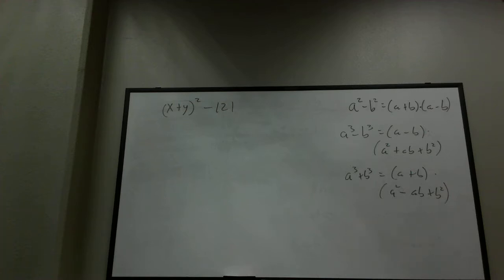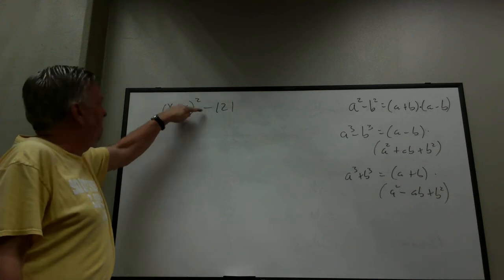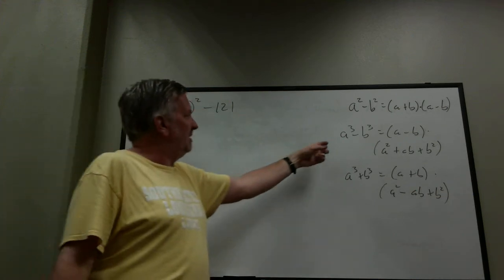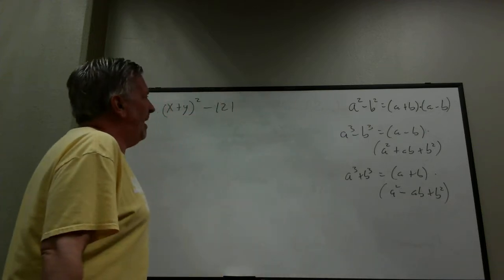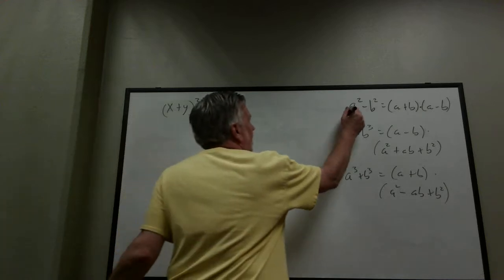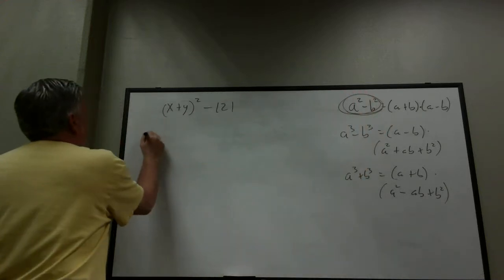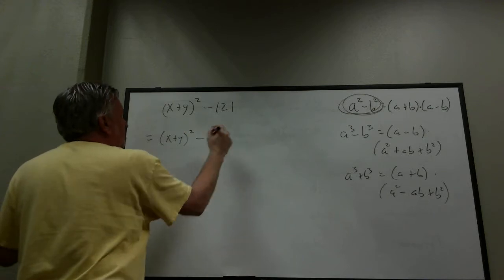Okay, well, notice this right here is something squared. Right? This is something squared. So it doesn't look like it's one of these. It looks like it's going to be one of these. Now what you may want to do before you start getting into the formula is try to write it like that. Okay? So x plus y squared minus what squared?